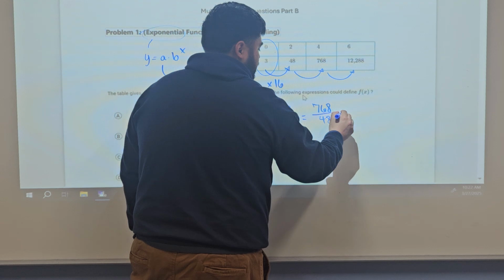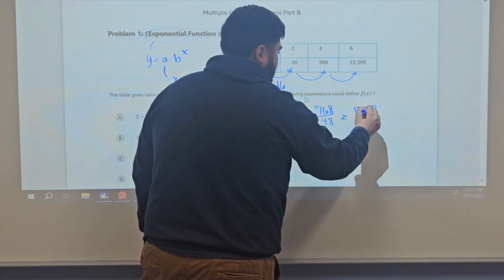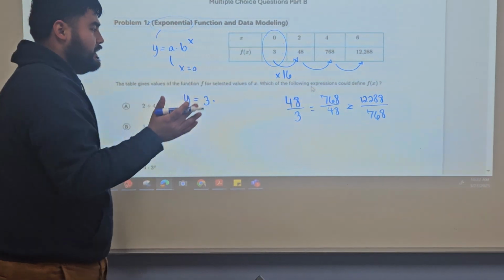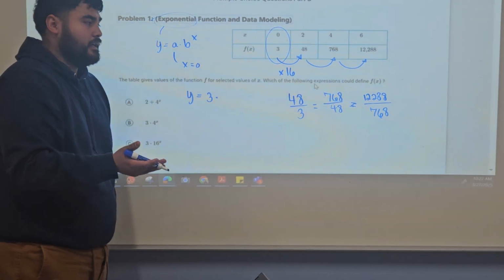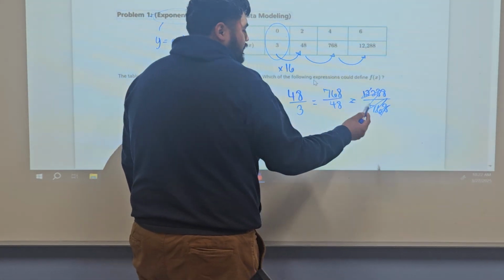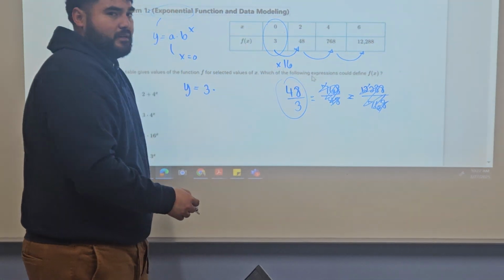And if you would want to focus on these other ones, 12,288 divided by 768. All these are basically, well, 16, right? But I know you guys don't want to mess with these, right? Because these are big numbers. You have no calculator. So logically speaking, this would be your best bet, right?